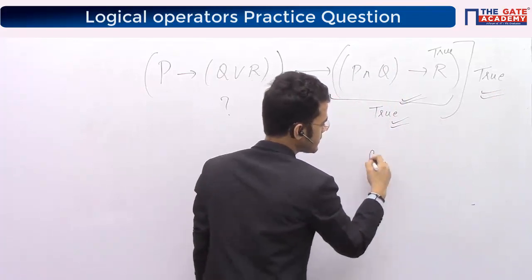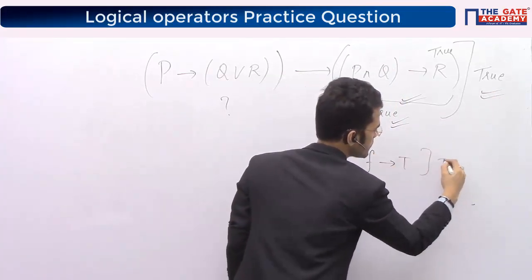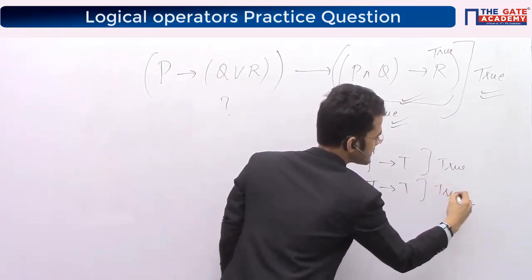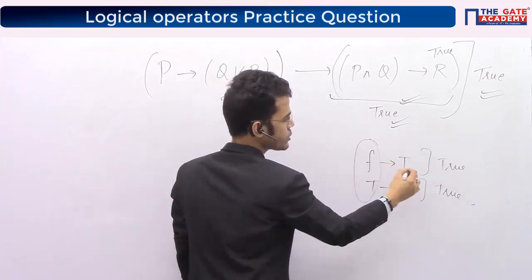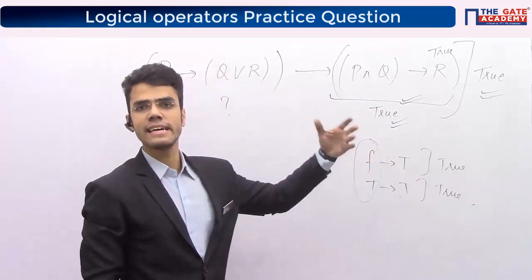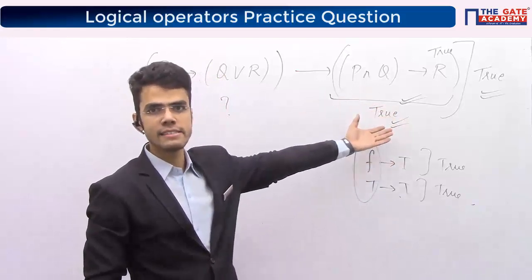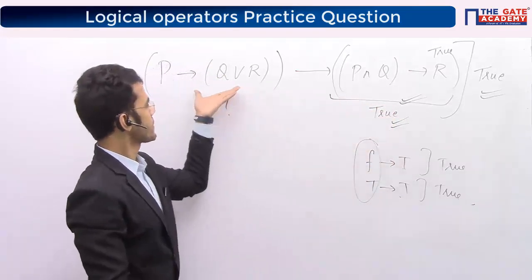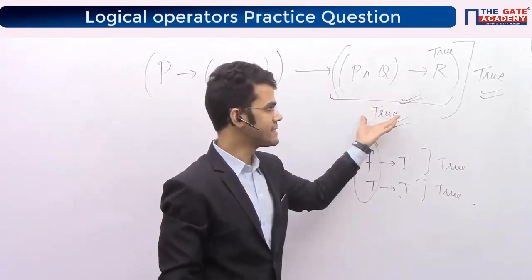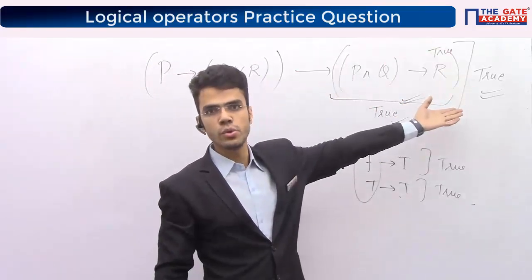Right, guys? Just remember this. False implies true also gives true, and true implies true also gives true. So basically anything implying true gives me true. So if you have to generate a true case, it's very easy. Just make the right hand side true and you will get the final answer to be true. So in this case, forget about the left hand side. My target was only making the right hand side true.